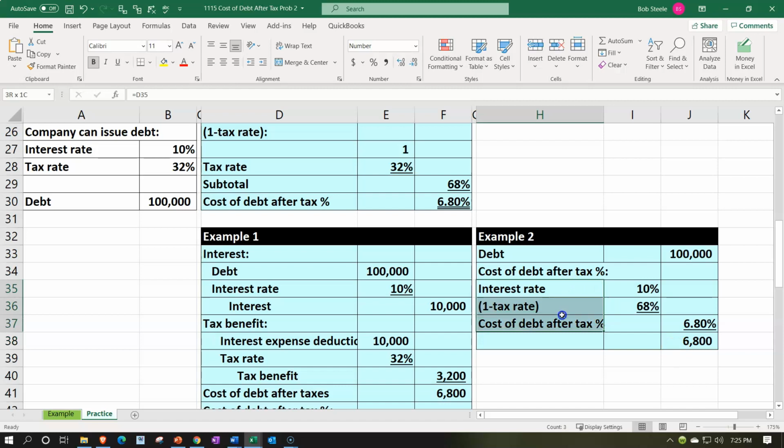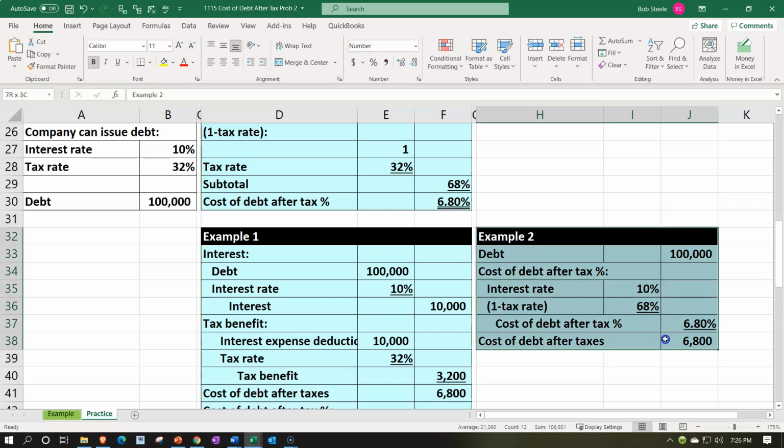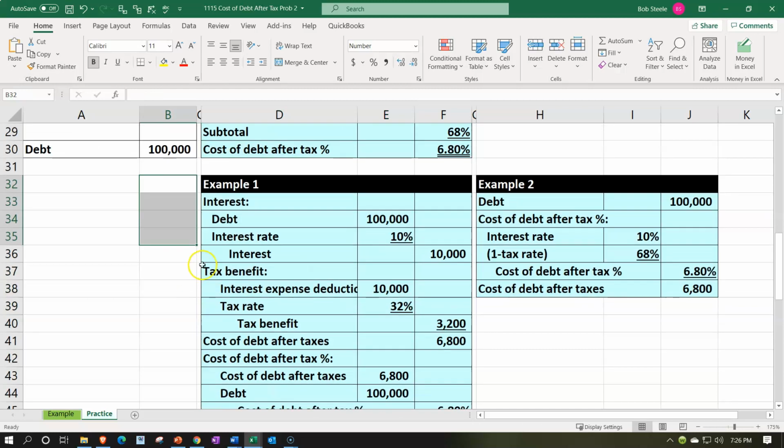And let's go ahead and indent these here. Alignment, indent, and then indent again. And then I'm going to call this the cost of debt after taxes. Now, this is a pretty calculation that's going to be an easier one to do. Notice this one gives you a lot more information, actually. So in practice, if I'm really analyzing something, I might do the full thing here.